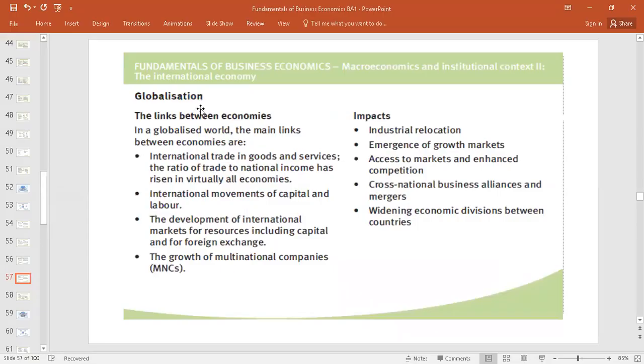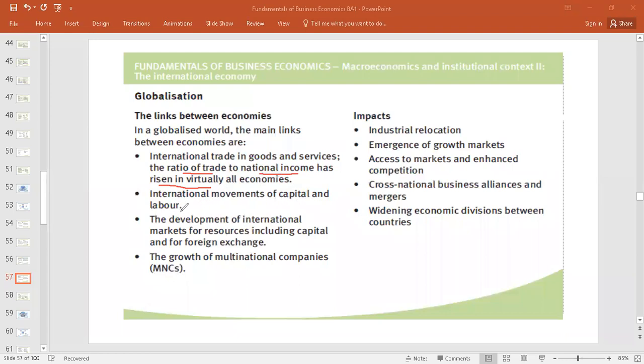In globalization, the main links between economies are international trade in goods and services. The ratio of trade to national income has risen in virtually all economies because it is easy to enter into the global market and trade there. So that has brought about a change in the ratio of trade to national income. As trade increases, the national income also increases. Okay, that is the first point.